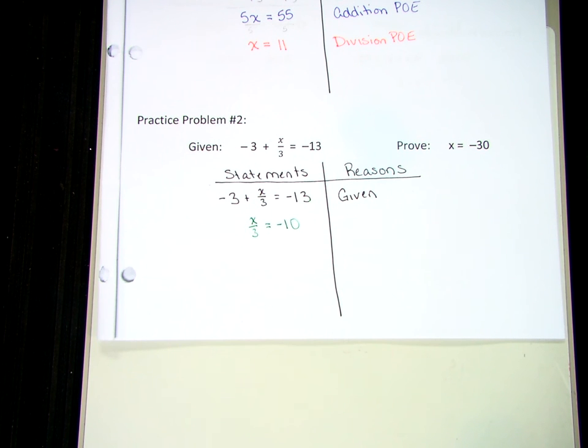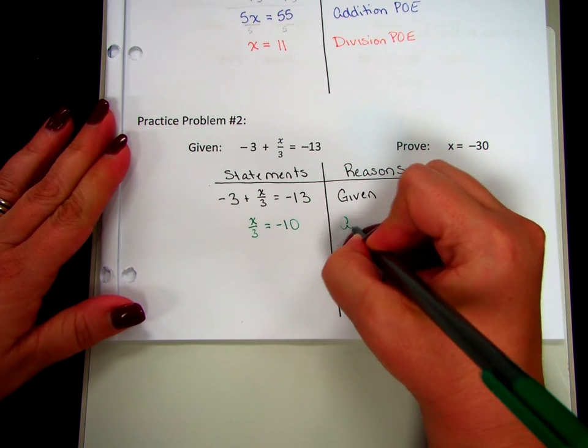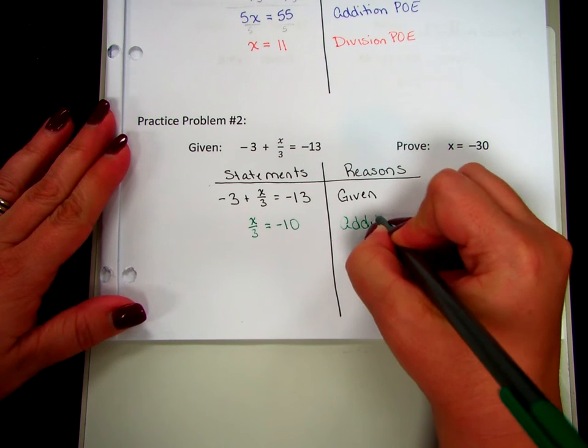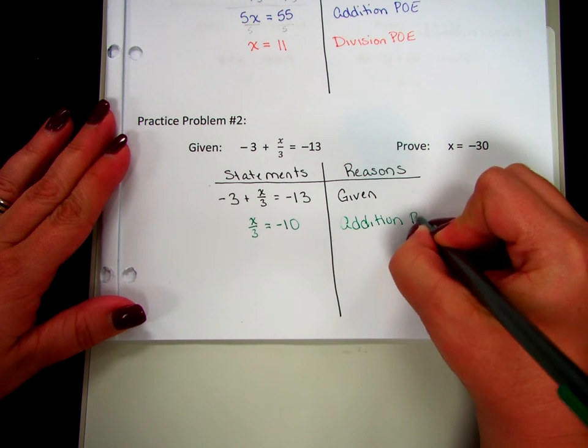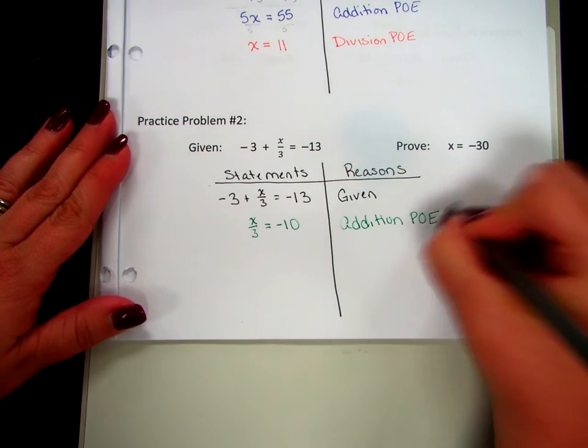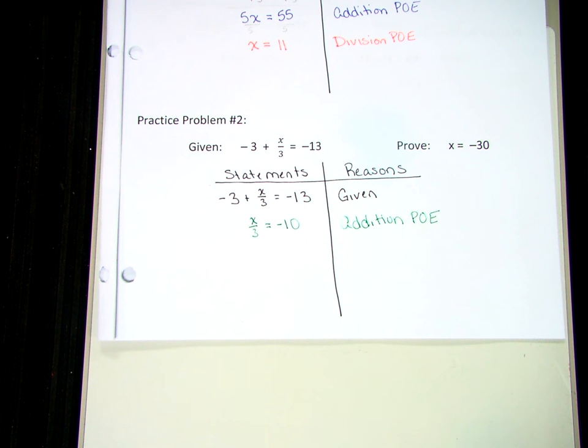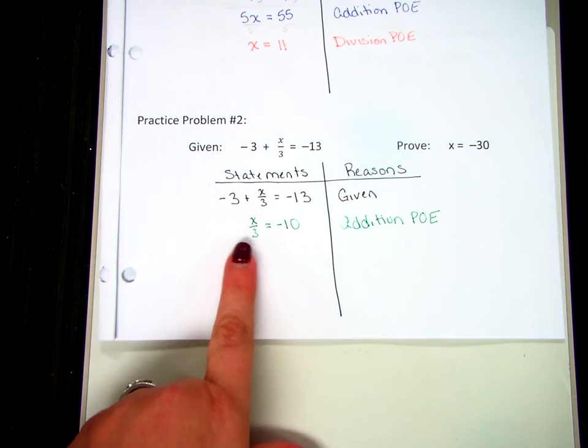And what did I do to get from that first step to the second step? Addition POE. Addition property of equality. Okay? X over 3 equals -10. What am I going to do next? Multiply by 3 on both sides.